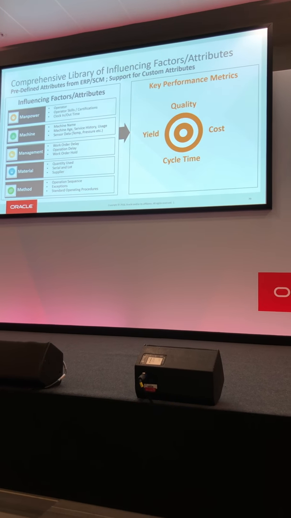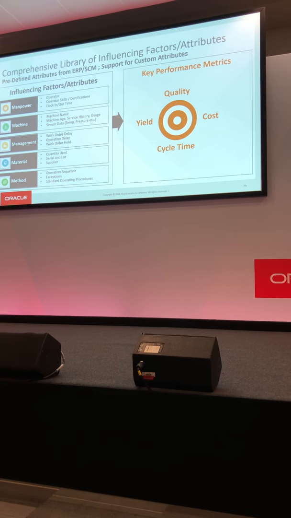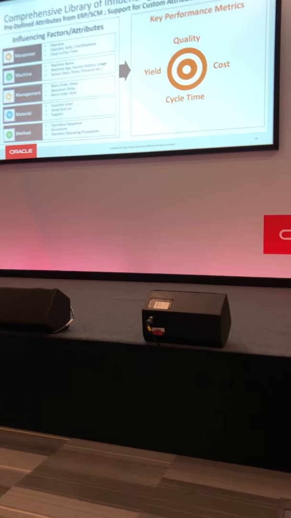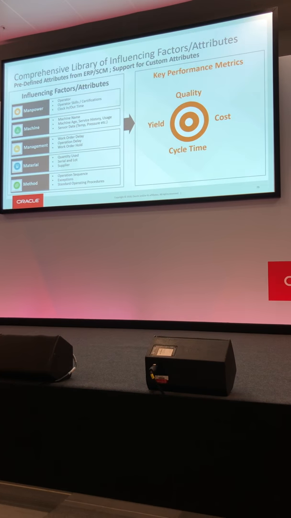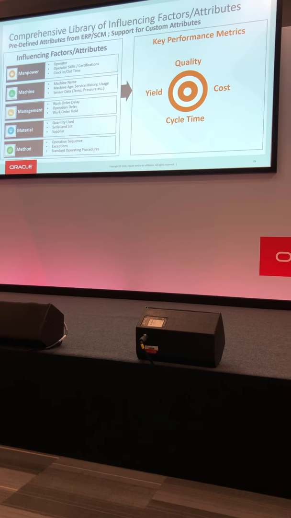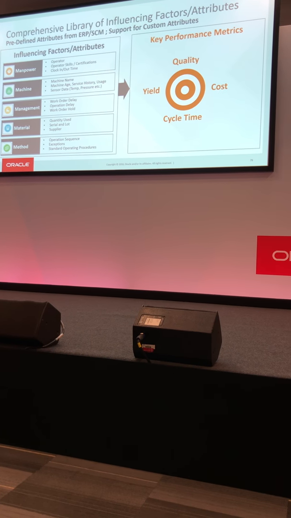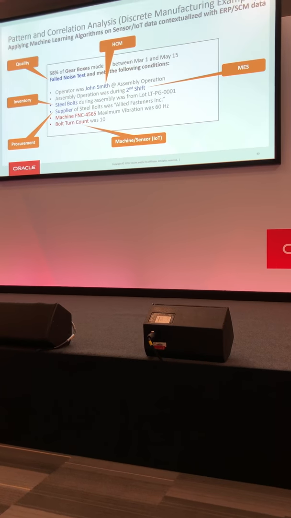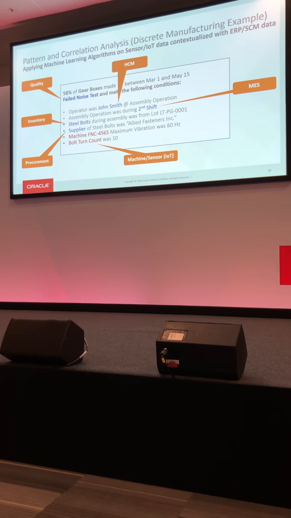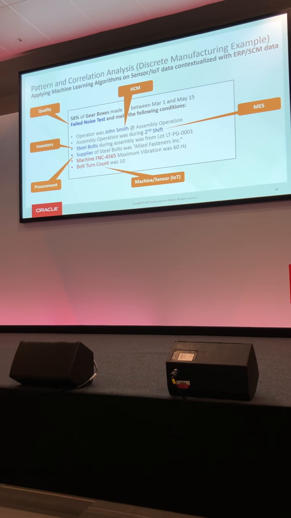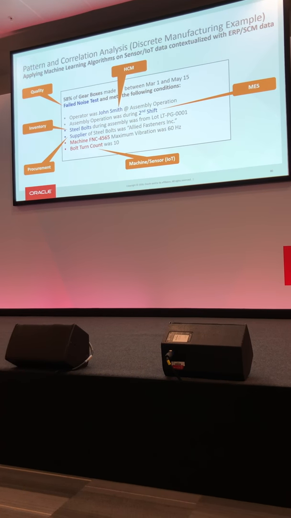So we ship out of the box a set of key metrics like quality metrics, yield, cost, cycle time, and some influencing factors that would be standard in any manufacturing environment. You know, where did the materials come from, what was the process followed, and so forth. And then you can load historical data about your machine performance and the data that's already in EBS into what we call a data lake, basically a big data repository, and from that you will draw inferences.